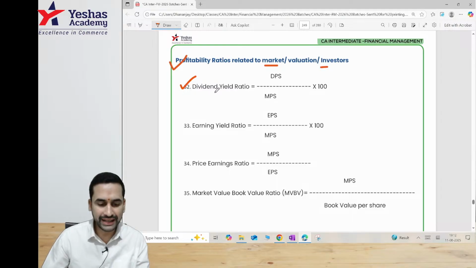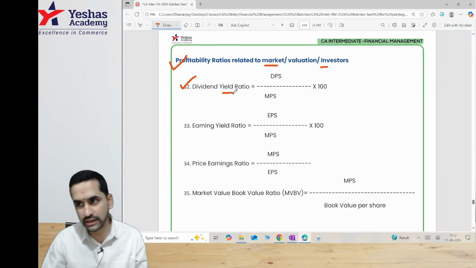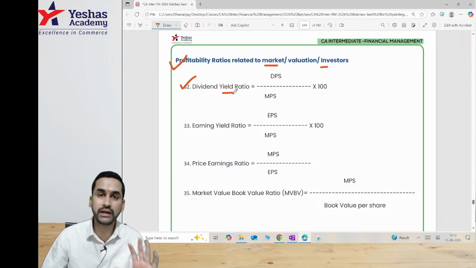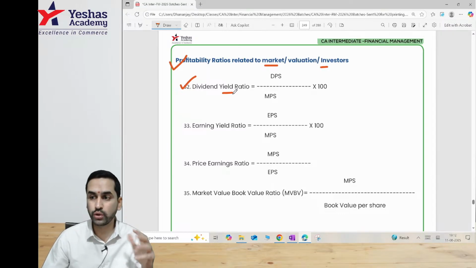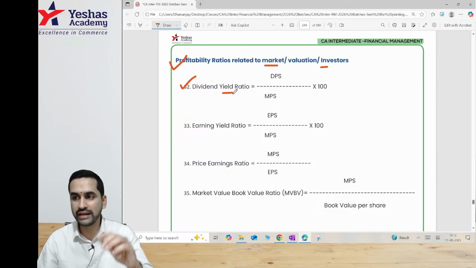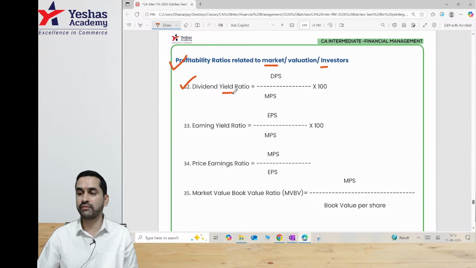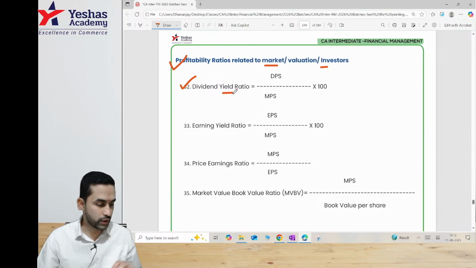First, dividend yield ratio. Understand the meaning of the word yield. Yield basically represents the earning ability of anything. Normally we use the term yield with respect to crop. Land is yielding good crop. You might have come across this. But here we are talking about dividend yield. And what is the formula?